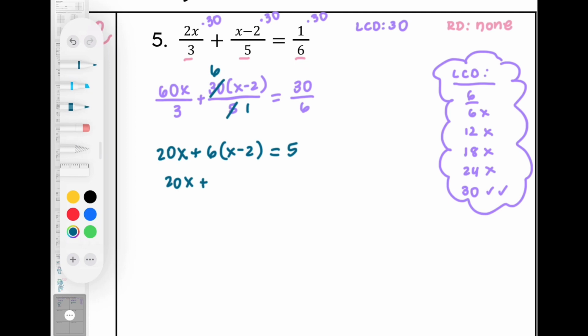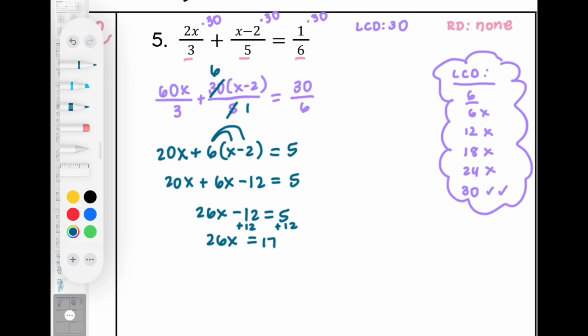So 20x plus 6 times x is 6x. 6 times negative 2 is negative 12, and that equals 5. Combine like terms, so 20x plus 6x is going to be 26x minus 12 equals 5. So 26x equals, if we add 12 to both sides, 17. And divide both sides by 26. Can't simplify that at all, so we're just going to leave it as 17 over 26.